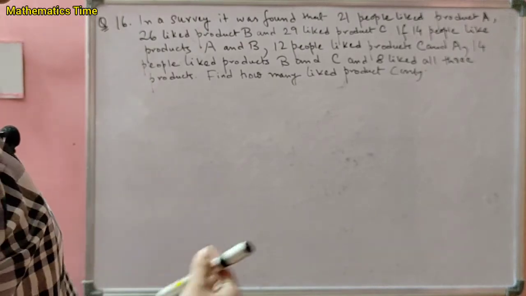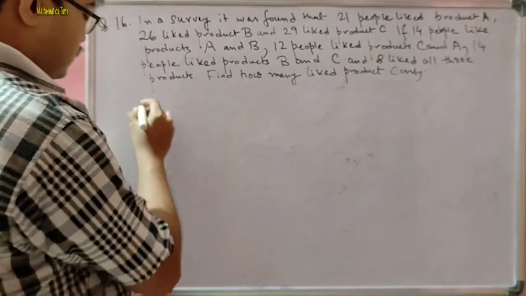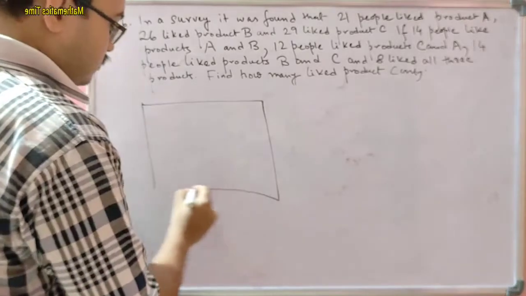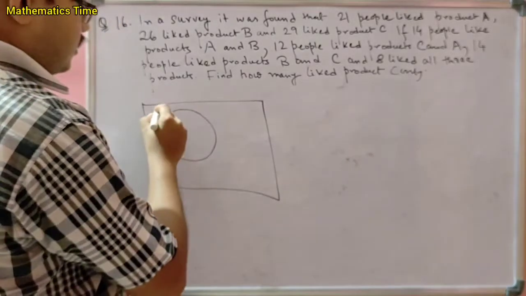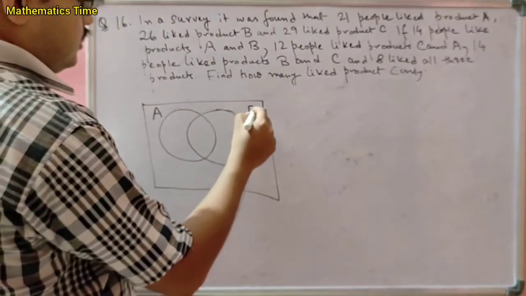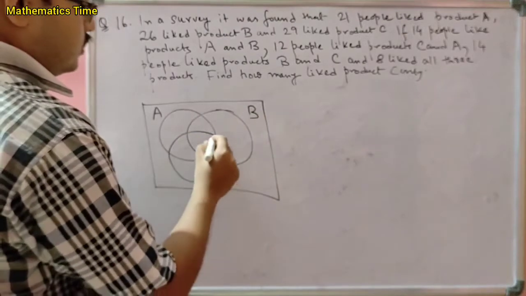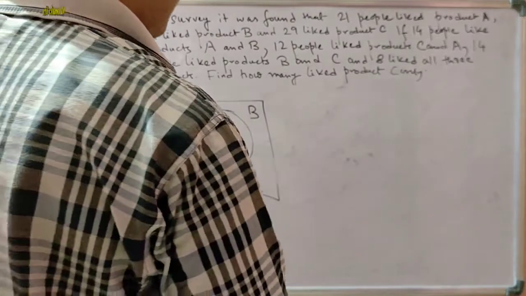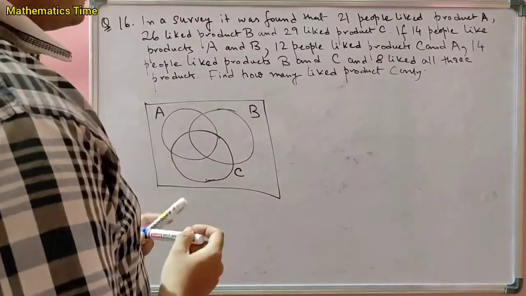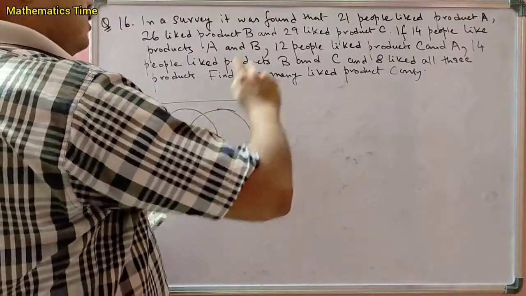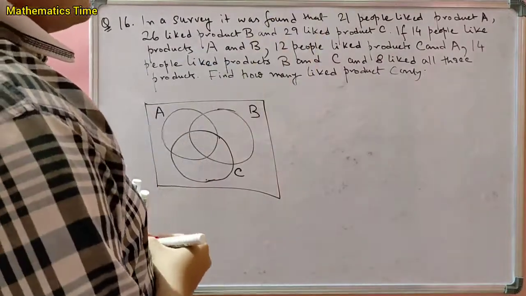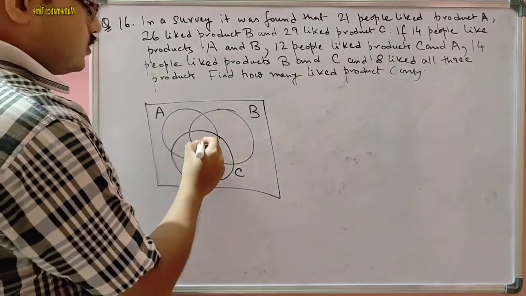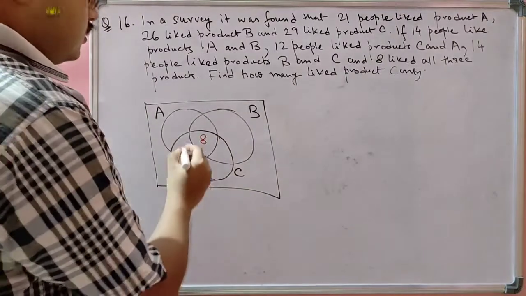Okay, so we will be solving this using a Venn diagram first, because it will be an easy method. Here are the people who like product A, here the people who like product B, and here are the people who like product C. We have to find out how many liked product C only. So we will start from the common section. Common section means liked all 3 products. How many people liked all 3 products? It is 8. This is the common portion.